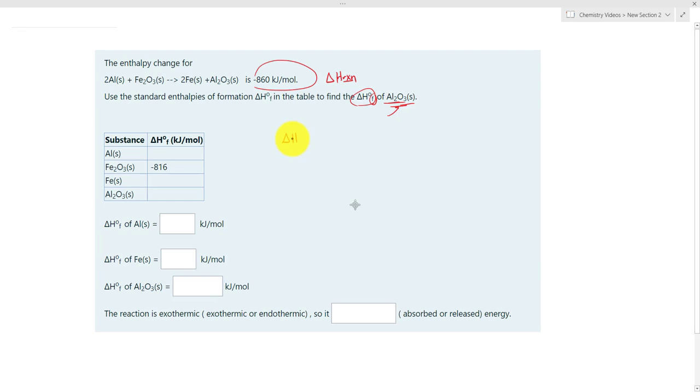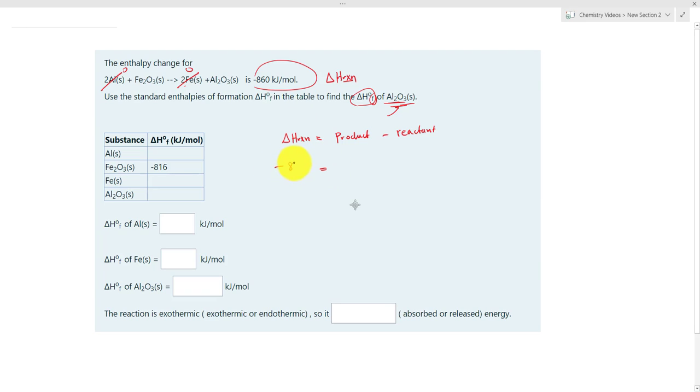So delta H of reaction, or delta G of reaction, delta S as well, is always the sum of the products minus the sum of the reactants. And we know that any substance that is elemental is equal to 0. So what we can do here is find all the ones that are an element by itself, equal to 0, so we can simplify our math, right? So let's plug it in.